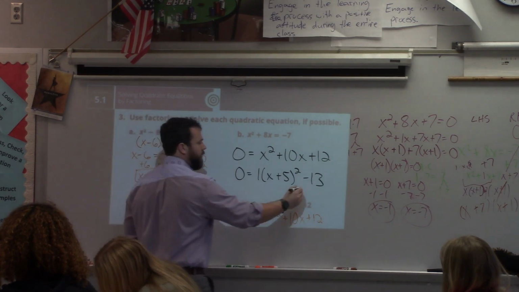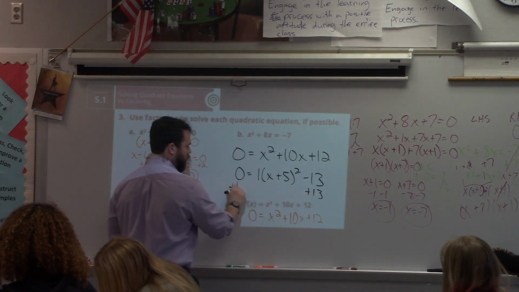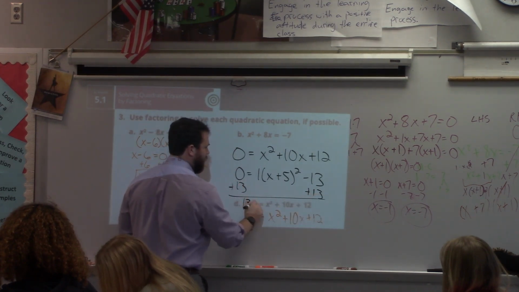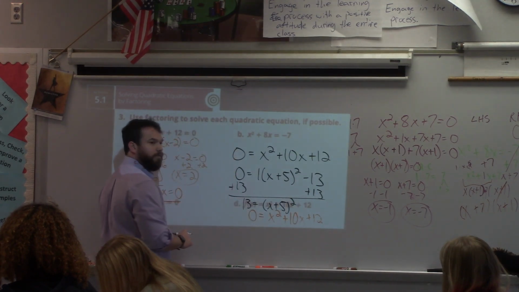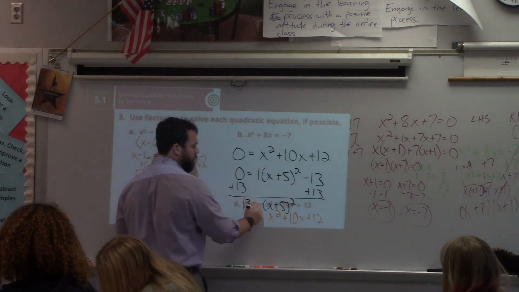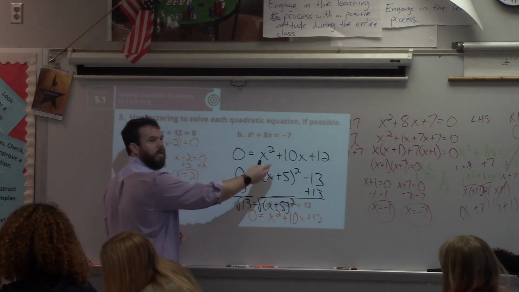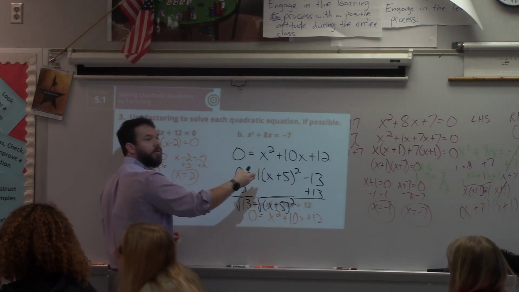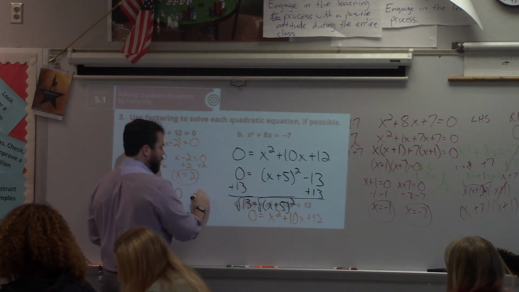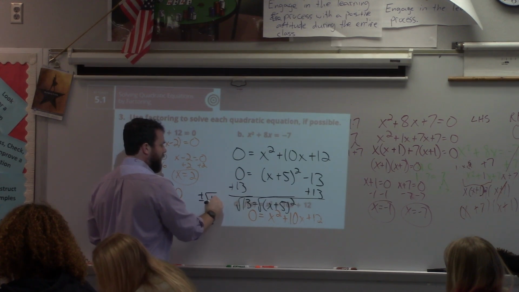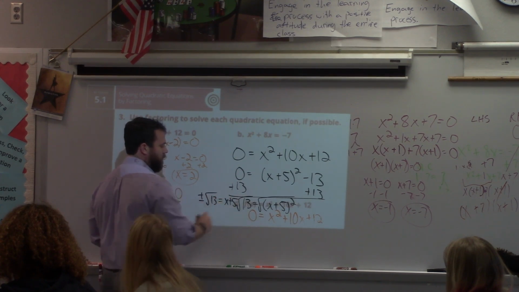Add 13. 13 is equal to x plus 5 squared. Now, divide by the coefficient. Remember, that's already 1 times. The whole point is to make ones, right? Do I even need to write the 1 there? No. So positive or negative square root of 13 is equal to x plus 5.